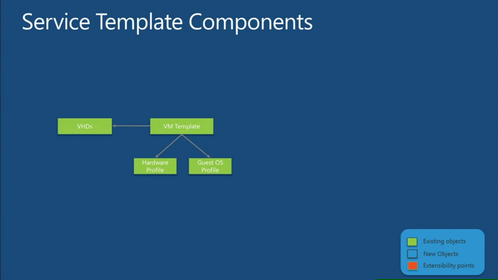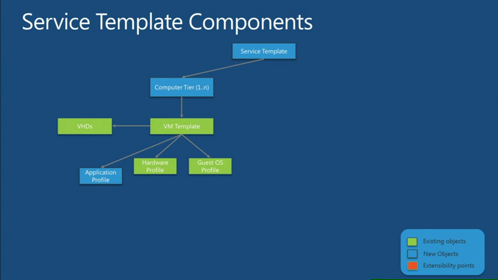We had a VM template that consisted of VHDs, a hardware profile, and a guest OS profile. We added to that a computer tier, housed in a new template type that we call the service template. We added an application profile that allows you to define the applications you want deployed inside the guest. An application profile can have more than one application deployment.